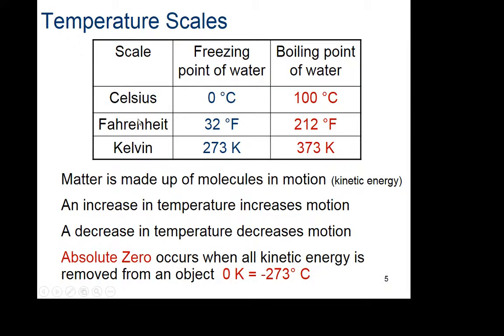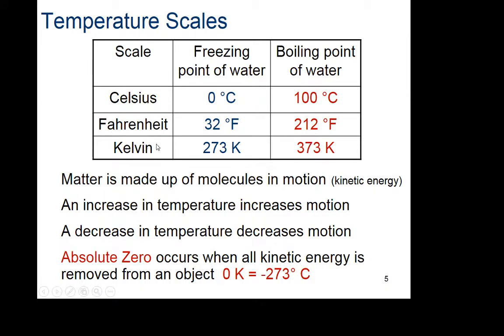We have a couple different temperature scales. We have Celsius, Fahrenheit, and Kelvin. So all of these measure the motion of particles. Celsius is based on the freezing point and the boiling point of water. So the freezing point is 0 degrees, the boiling point is 100. Fahrenheit is 32 degrees for the freezing point of water and 212 degrees.